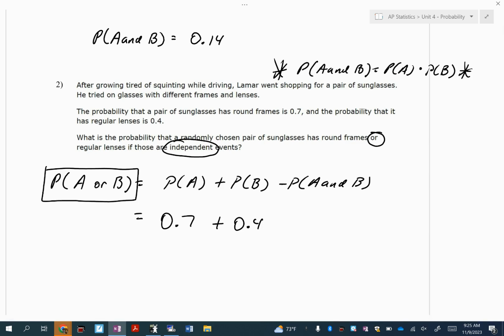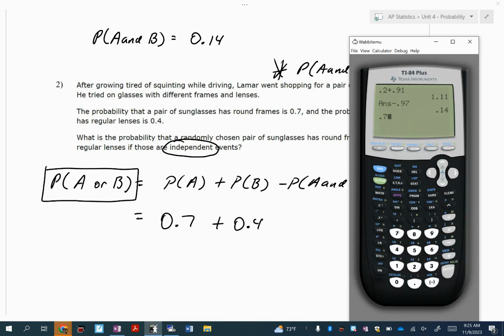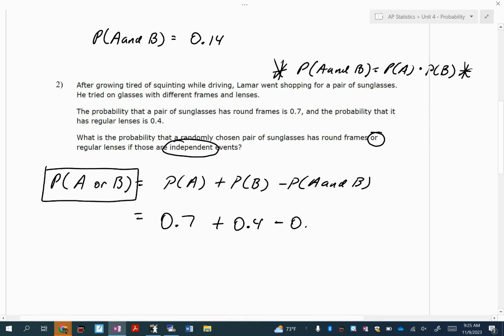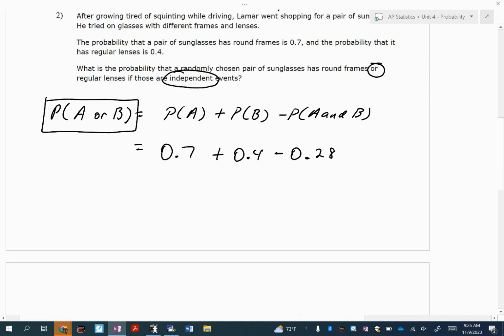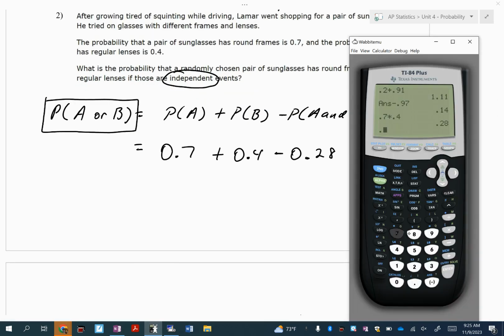I can. So I'm going to multiply first 0.7 times 0.4. Calculator's there if you need it. So that's going to be going here. And then I can just go ahead and add those together and subtract 0.28. 0.82 is correct.